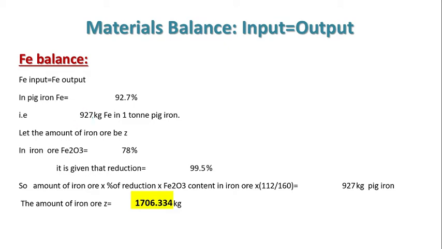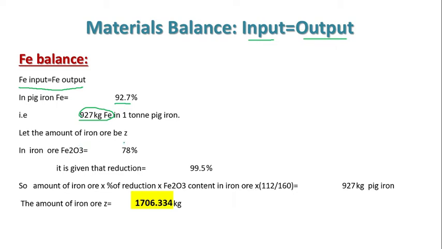So first of all we have to go for material balance of Fe. The material balance implies that we have to balance the input with the output, that means input equal to the output. In case of Fe balance, the Fe input should be equal to the Fe output. In pig iron, there is about 92.7% iron. So for 1 ton of pig iron, there will be 927 kg of iron. So that amount of iron has to be supplied.